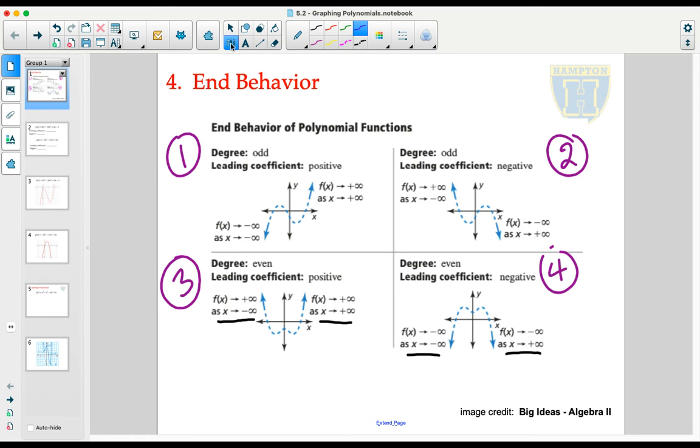Some functions, it's really hard to see that end behavior. Some it's not. We're going to look at a couple of examples. Now let's talk about the even powers.